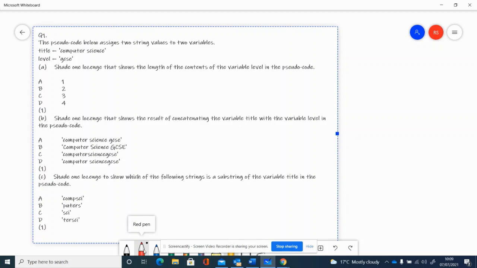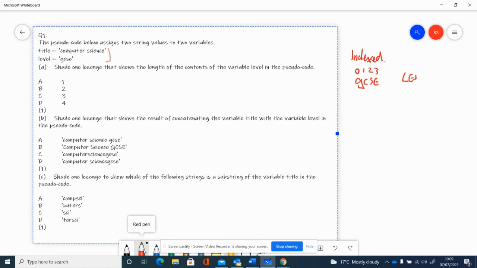So it's got this idea that we've got two strings here. We've got title gets the value of computer space science, and level gets the value of GCSE. So things you need to know in order to be able to answer this question really are that strings are indexed. So a string that's indexed like GCSE, like this, is going to have number positions 0, 1, 2, 3. So if we looked at the length of that, there's going to be 4 letters, 4 positions.